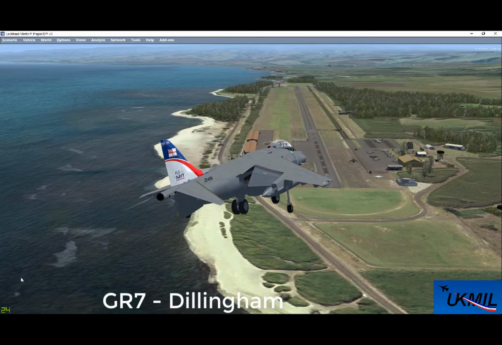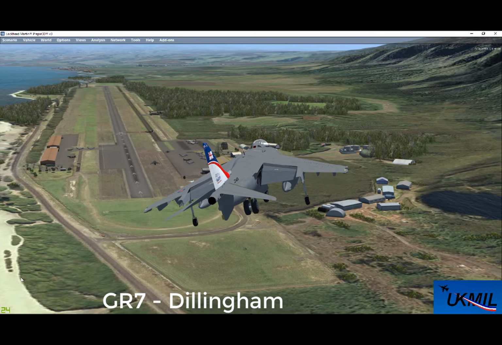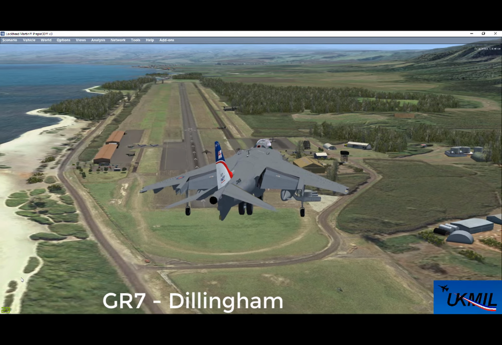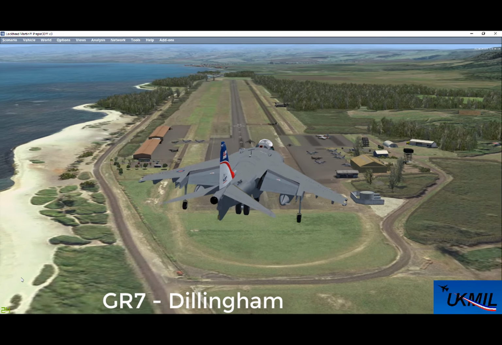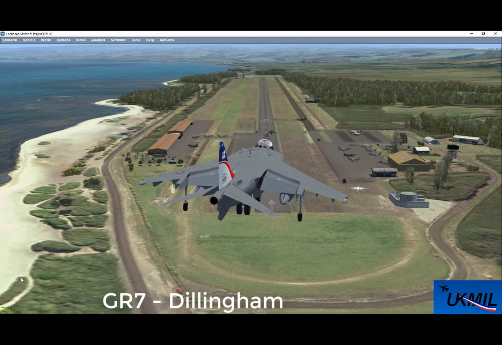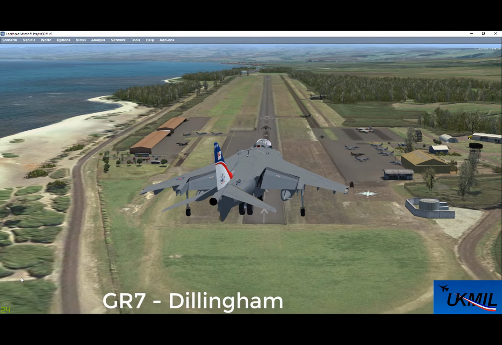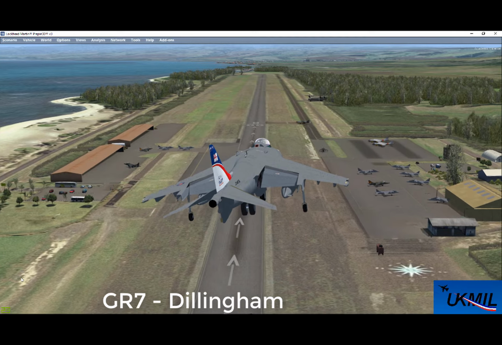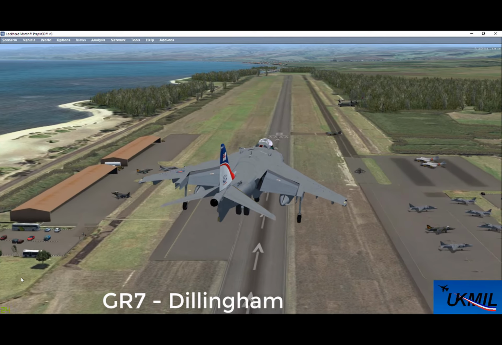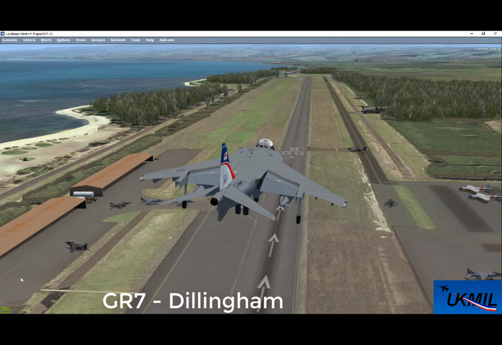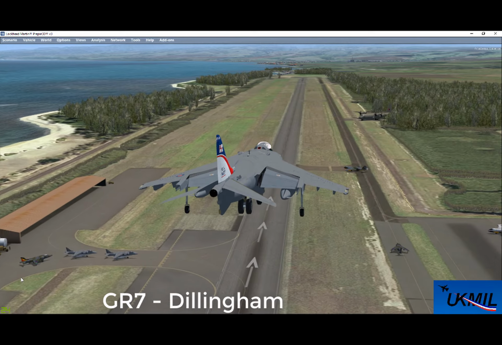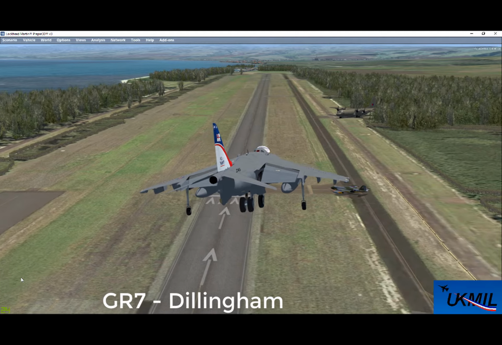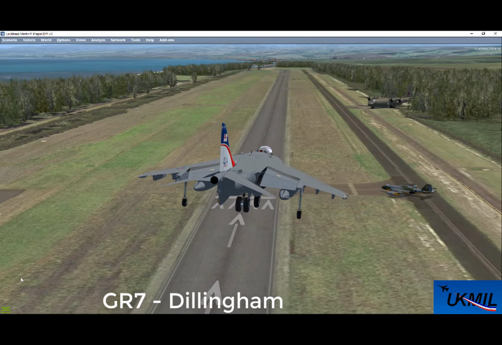There are 2 generations and 4 main variants of the Harrier family, developed by both the UK and United States manufacturers. Firstly, the Hawker Siddeley Harrier. Secondly, the British Aerospace Sea Harrier. Thirdly, the McDonnell Douglas AV-8B Harrier II. And fourthly, the British Aerospace Harrier II.